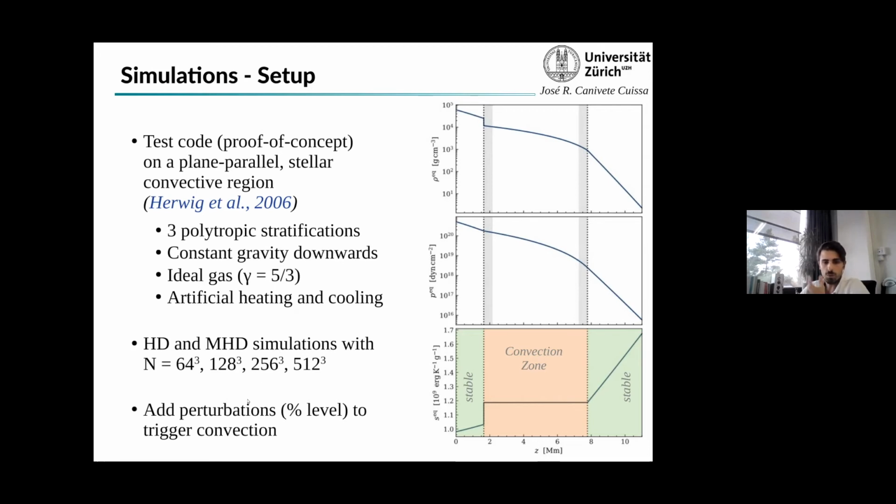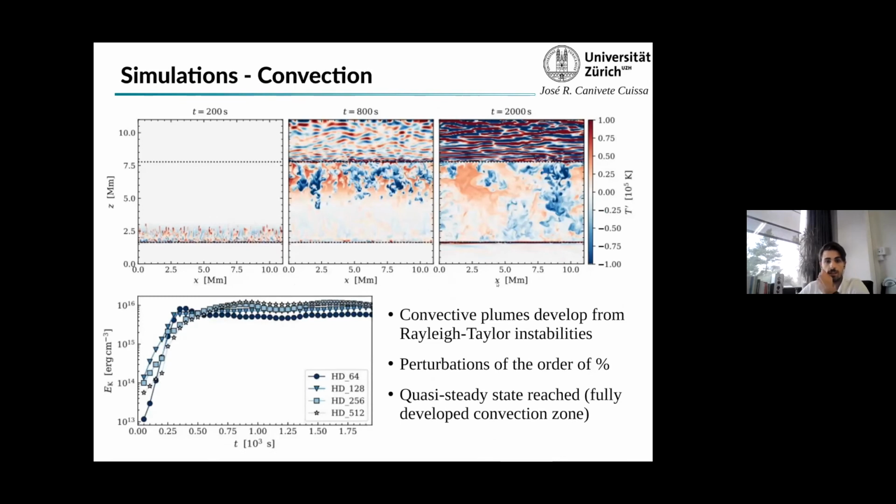And that's what we did. So we put some percent-level perturbations in density at the bottom of the convection zone. So this is what happens. After 2000 seconds, we have the development of some Rayleigh-Taylor instabilities at the locations where we put these perturbations. We have these plumes that develop and start to rise up. After a while, there is a second wave, let's say, of Rayleigh-Taylor instabilities that develop at the top of the convection zone due to this artificial cooling that we put in. And after a while, we have a completely developed convection zone.